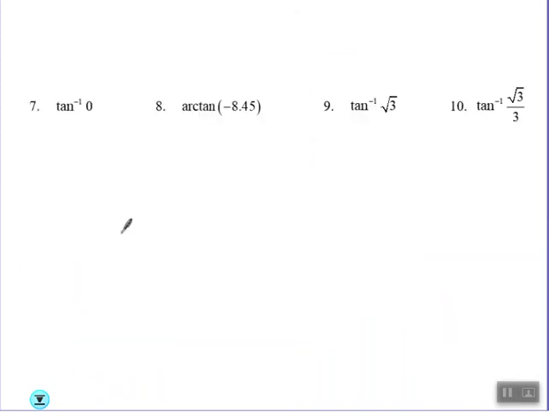If we want to know inverse tangent of 0, we look at our unit circle. Remember that tangent is sine over cosine. So if we have that tangent equals 0, that's the same thing as asking where does sine of x equal 0. And that only occurs here at 0.